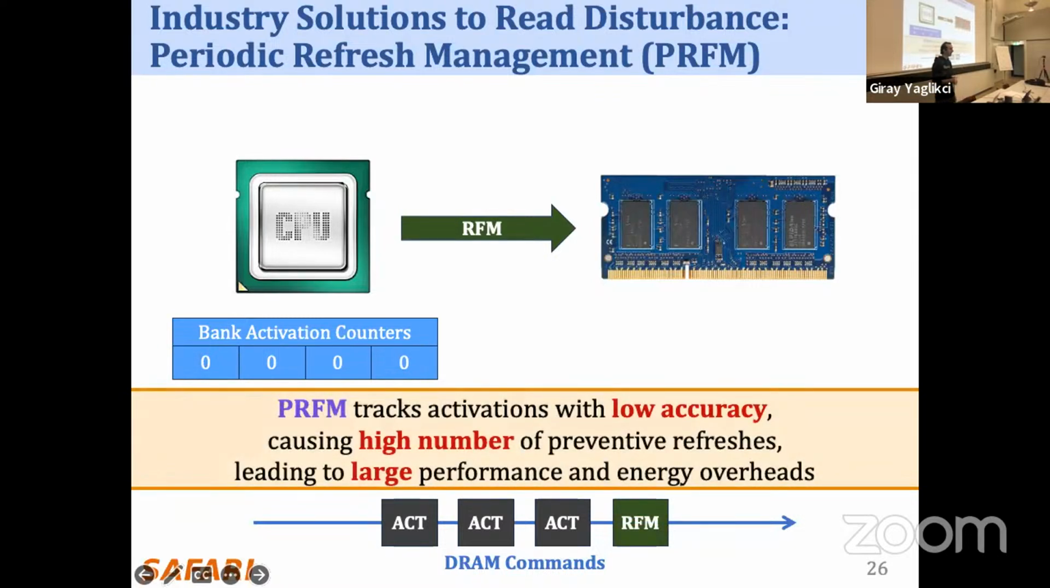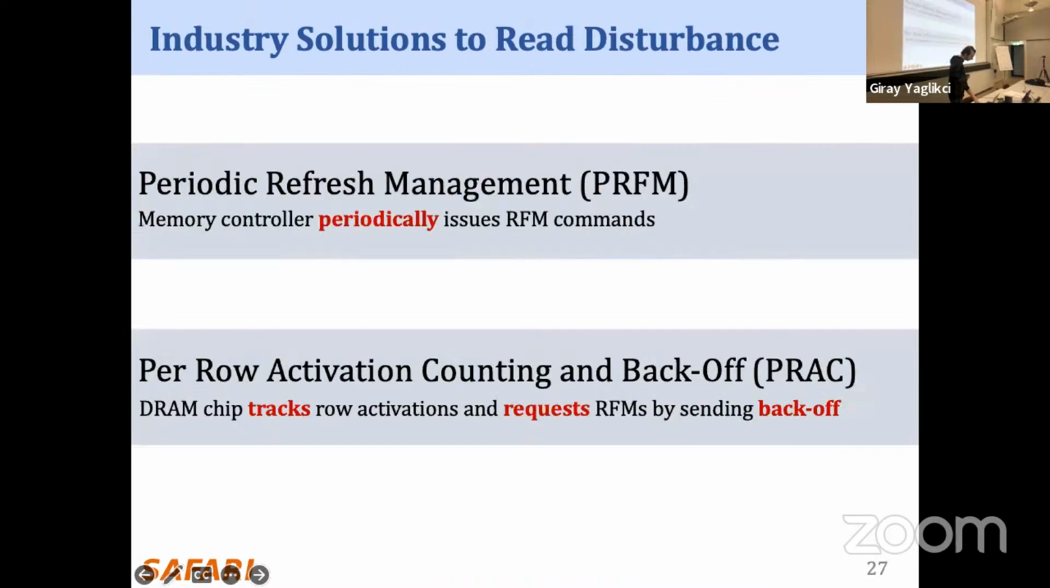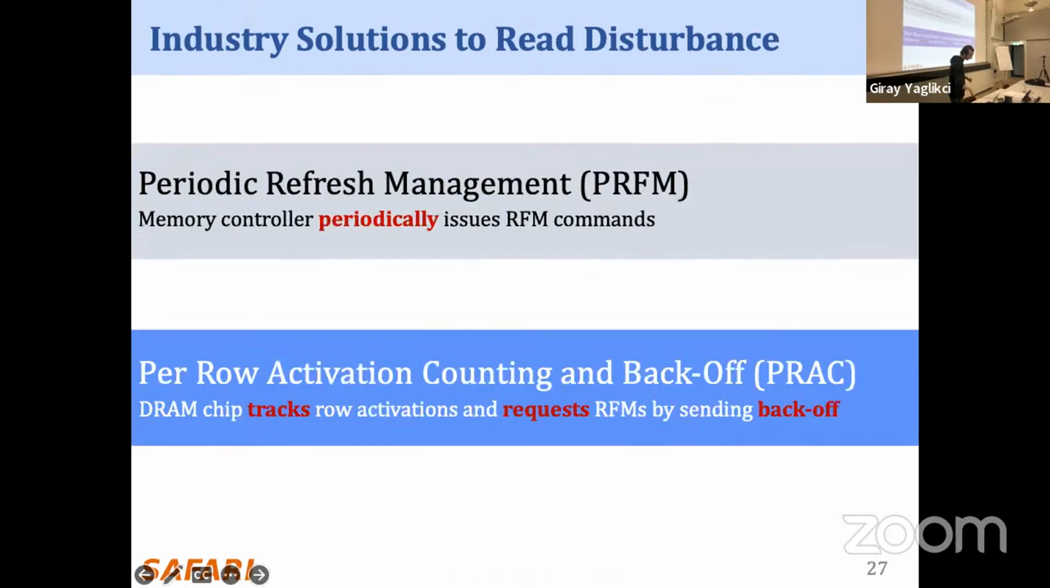However, as you may guess, PRFM performs tracking with very low accuracy because each DRAM bank contains thousands of DRAM rows and they all share the same counter. Therefore, PRFM results in a high number of preventive refreshes and induces high performance and energy overheads that we will discuss later.